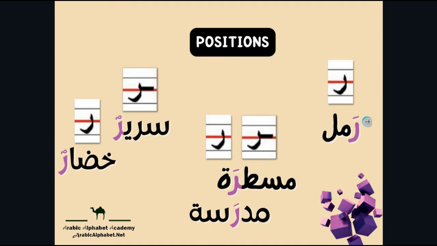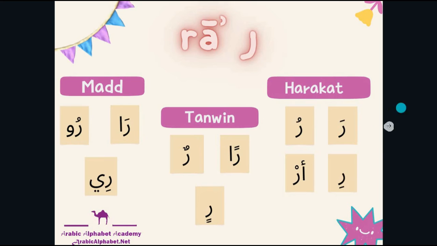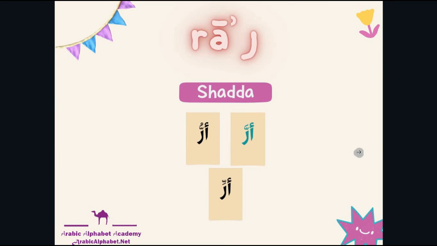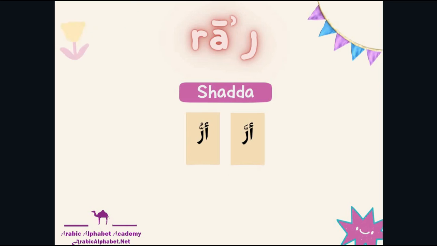Now let's practice together. First of all, with harakat. Ra, ra, ru, ru, ri, ri, ar, ar. Now let's move to tanween. Run, run, rin, rin. And third one, mid. Ra, ra, ru, ru, ri, ri. And finally, let's practice Shaddah. Arra, arra, arru, arru, arri, arri.